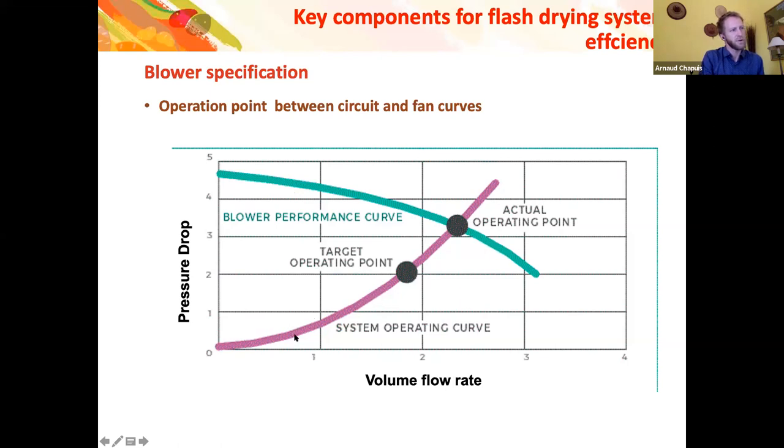And actually your system will have a typical operating curve that goes the opposite way, meaning that in your system, if you want to increase the volume flow rate, it will increase the pressure drop because the resistance to the airflow increases. So, for example, you have your operating curve like this, and you want your system to operate at this flow rate, which gives you this pressure drop. If you select a blower with this curve, you will actually get an operating point that is a bit higher, where the two curves cross. So you will get a higher volume flow rate than what you want. So the idea when you choose a blower is to choose the blower that has the most convenient curve for your need.